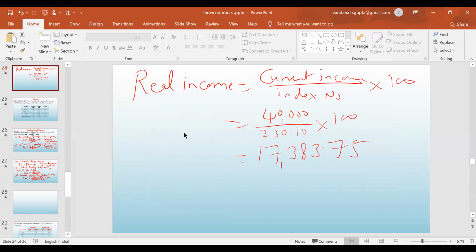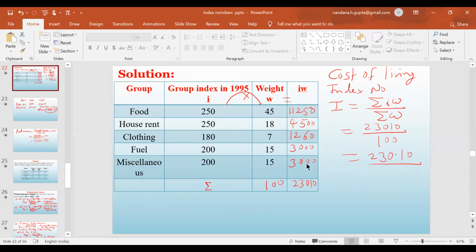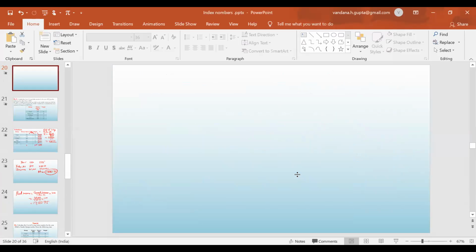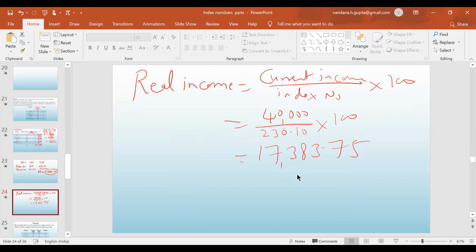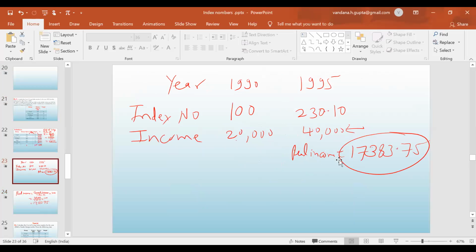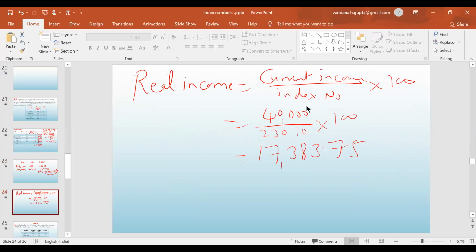So we were here. So the real income is 17,383.75. So you see here that his income has not increased. In fact, his income has decreased. See here, 17,383. So it looks like income has doubled, but actually it is not. Okay. So this is the concept of real income. So how do you calculate the real income? Real income is current income divided by index into 100.